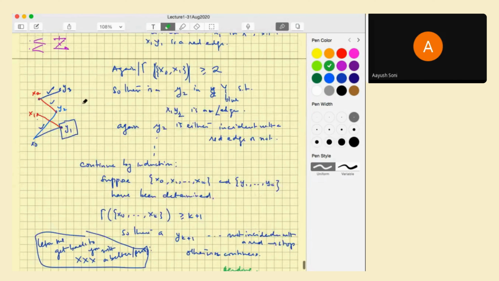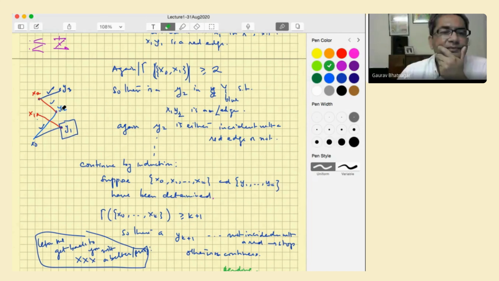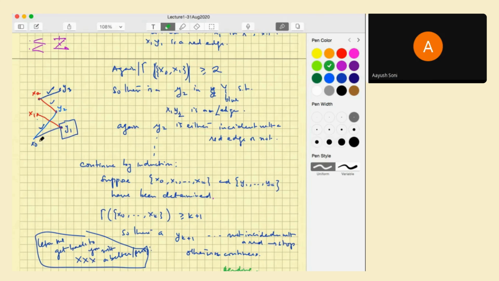Yeah. Here, Professor, say in this case y2 is not connected to any other red edge, right? So y2 x3 does not exist. In that case, we can just take the previous matching, the red matching, and add the edge x0 y2, and that will give us the required condition.